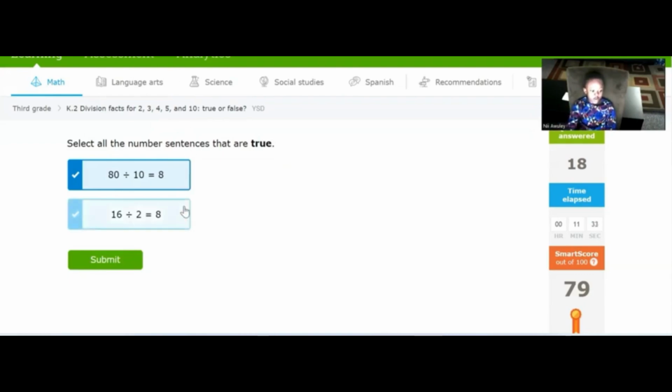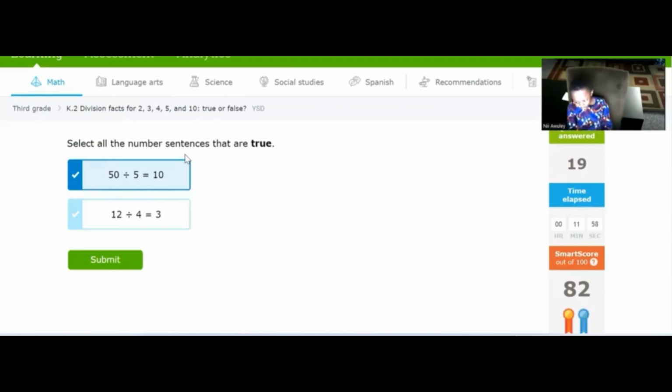Yes, this answer is correct because 2 times 8 is 16. 50 divided by 10. 50 divided by 5 is 10. This answer is correct because 5 times 10 is 50.